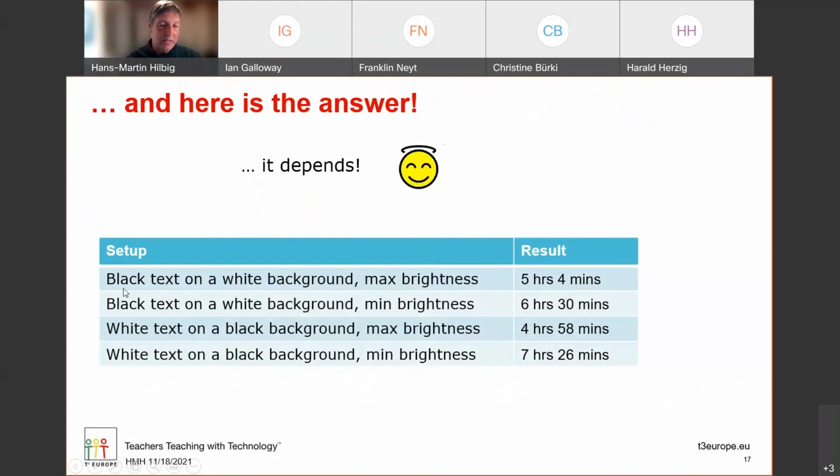When I'm using black text on a white background and maximum brightness, the whole setup runs about 5 hours, 4 minutes. Doing the same black text on white background, but minimum brightness, I'm actually gaining 1.5 hours of battery lifetime from my CX2. And doing the reverse, like black background, maximum brightness, white text, I'm almost at the same 5 hours, 4 minutes. So brightness really matters, but black background, white text.